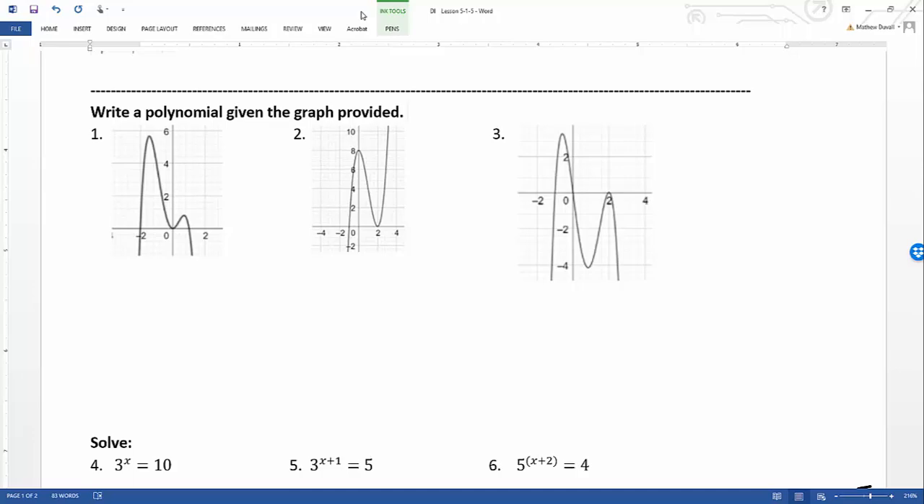All right. So writing a polynomial, you're going to get the function y equals a times x minus whatever your 0 is. So my first one is negative 2 times x minus my next 0 times x minus my next 0. Now, if it crosses, I'm going to leave my degree to be odd. If it bounces, I'm going to make my degree even.